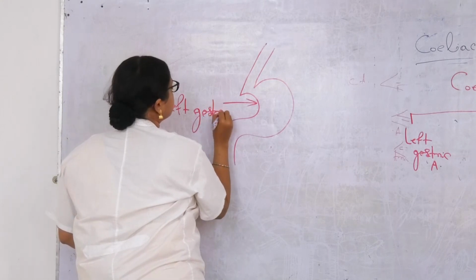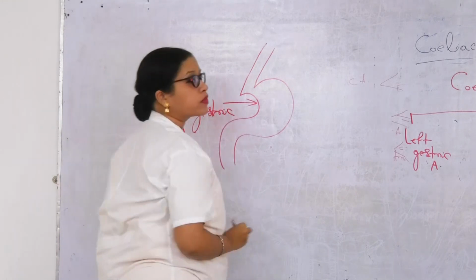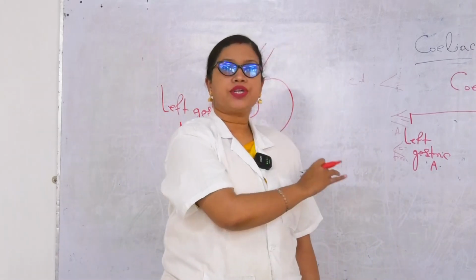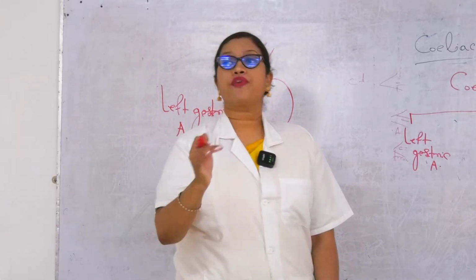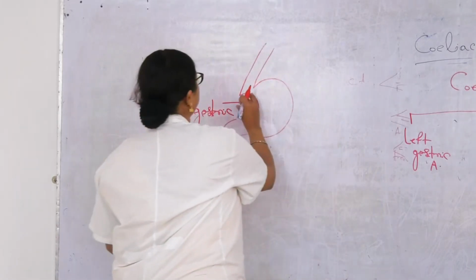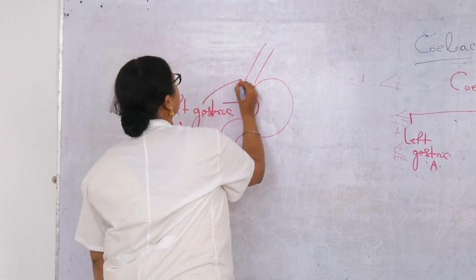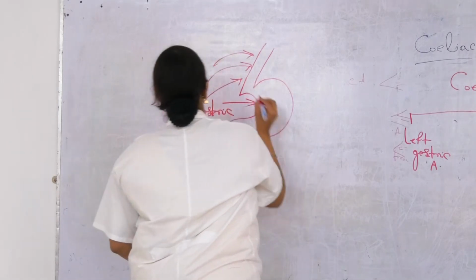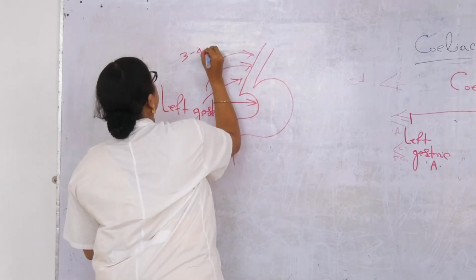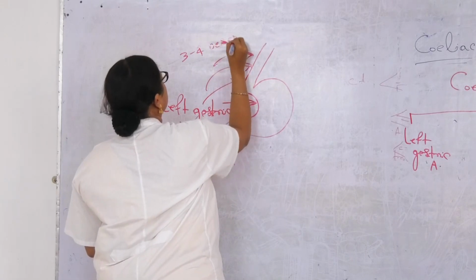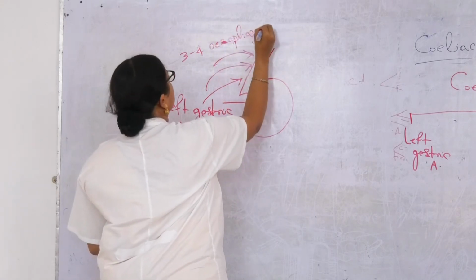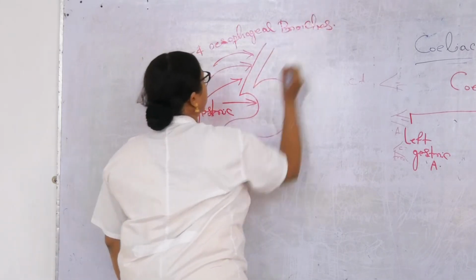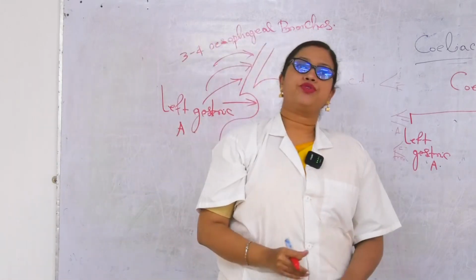So how many branches it is having? Huh? So there are which are the branches of the left gastric artery? Write it down. There are some esophageal branches. So whatever that is supplying the lesser curvature of stomach, it is also supplying some part to the lower part of esophagus. This is known as, write it down, 3 to 4 esophageal branches. Okay, so that is about the left gastric artery.